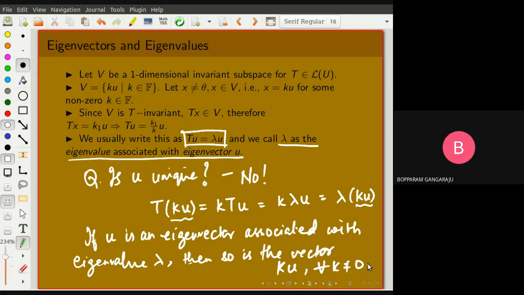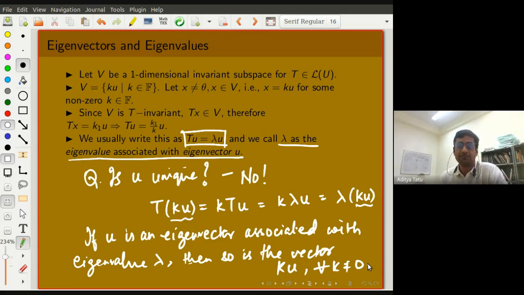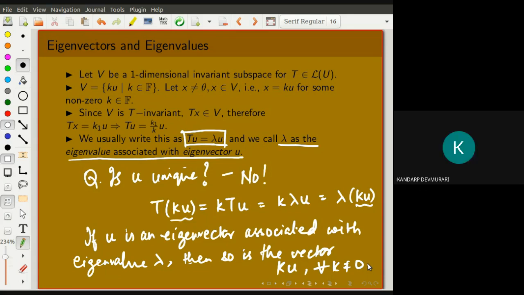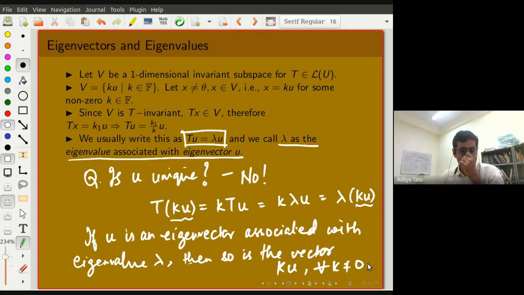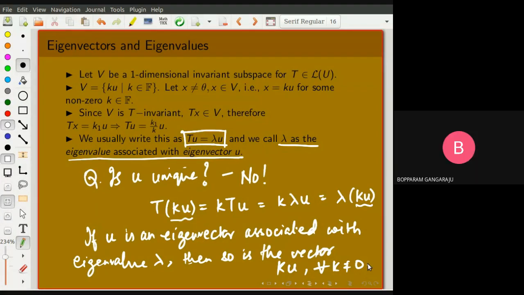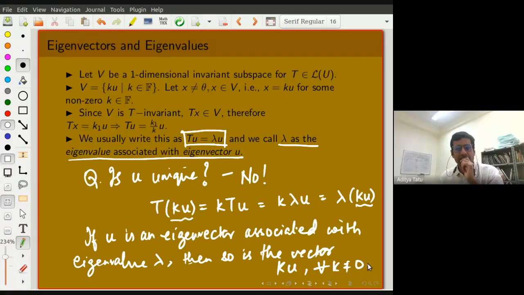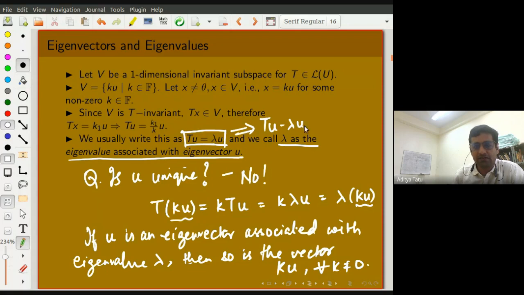T minus lambda I equals 0. Does that make sense? Lambda I is lambda times the identity, so T minus lambda I equals 0. I think you can see that directly from here, right? This is the same as saying T minus lambda I applied to u equals theta.